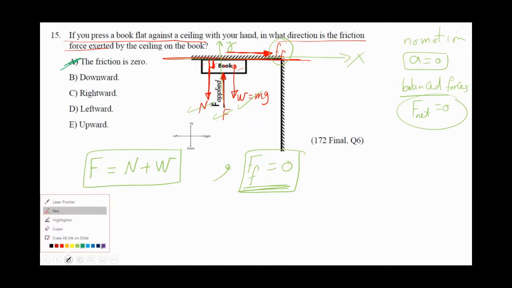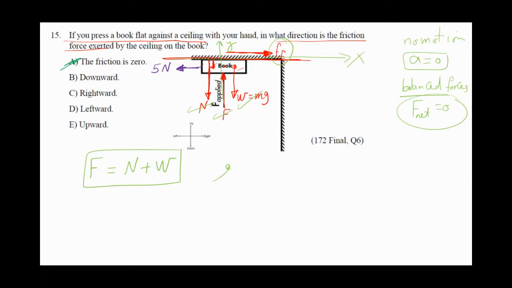What if there is a force in this direction, like a force of 5 Newton to the left? In this case, the 5 Newton will balance the friction force, and you can say the friction equals 5 Newton. But as long as there are no forces in the horizontal direction, the friction stays 0.